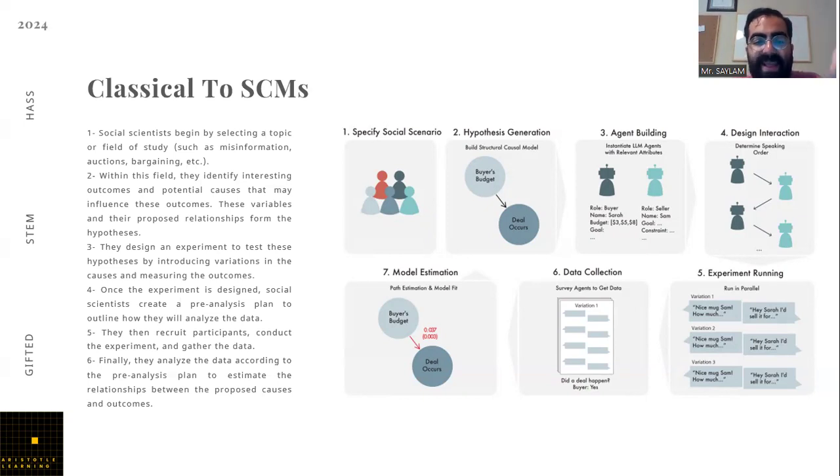Fifth, they then recruit the participants, conduct the experiment and gather the data. Sixth, finally, they analyze the data according to the pre-analysis plan to estimate the relationships between the proposed causes and outcomes.